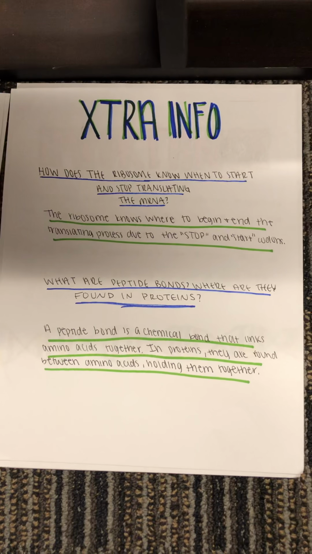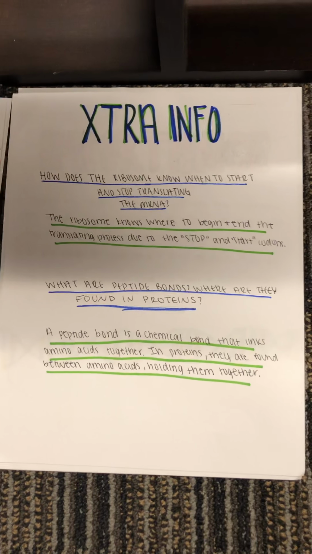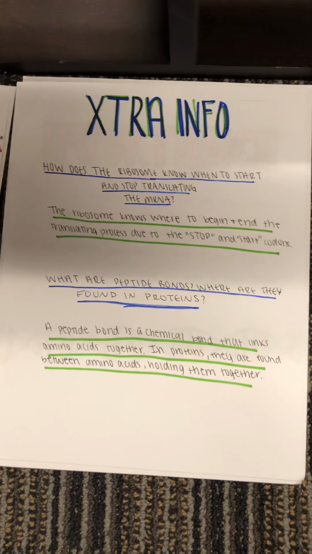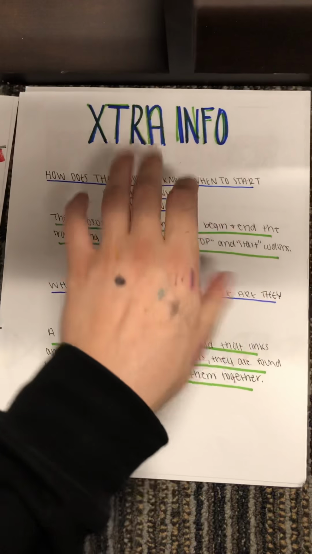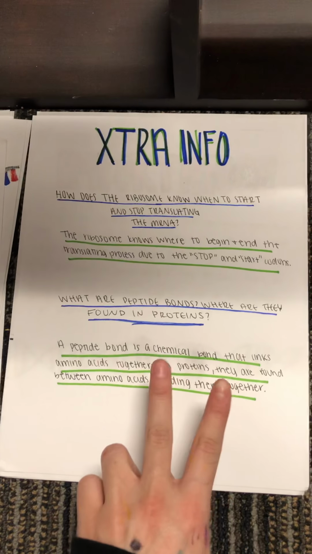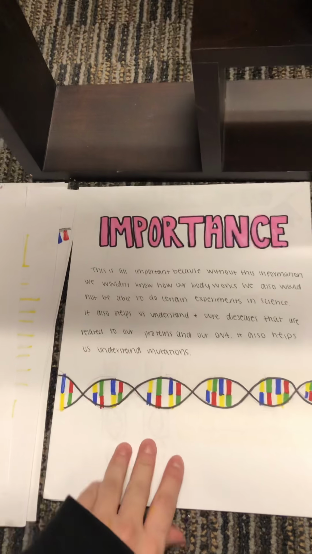And then what are peptide bonds and where are they found in proteins? A peptide bond is a chemical bond that links amino acids together, and they are found between amino acids. So if you have two amino acids, they're held together. If these are two amino acids, in the middle here would be a peptide bond holding them together.